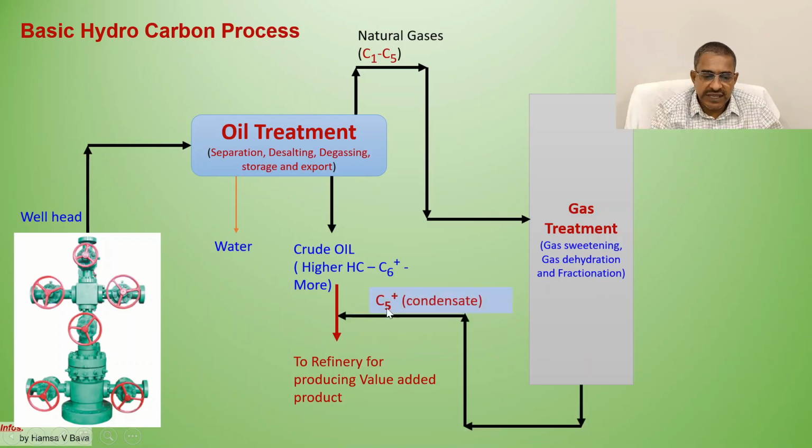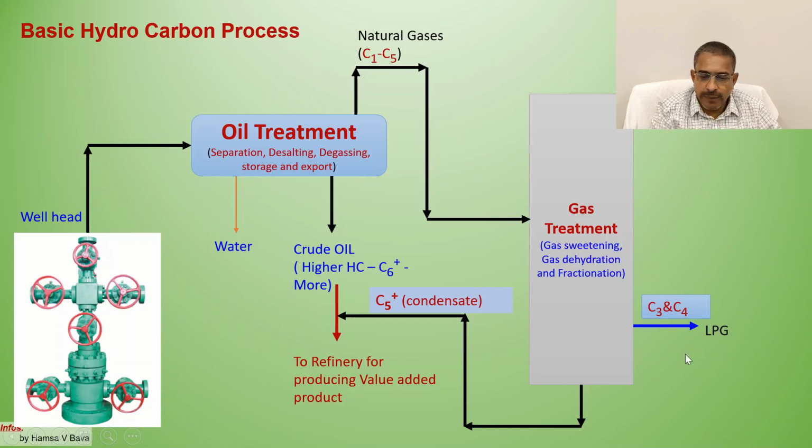So the first one is C5 plus. We remove C5 plus from gas treatment, and that is called condensate. Condensate is a liquid heavier hydrocarbon. All C5 plus condensate will join the crude oil, so it will improve the crude oil quality. It will blend either in the refinery, before the refinery, or at crude oil separation, to improve crude oil properties and specific gravity.